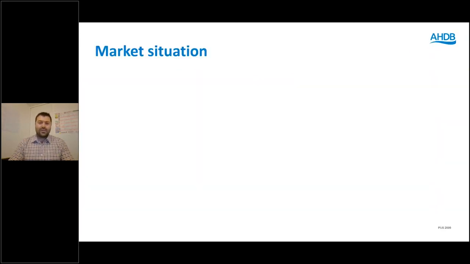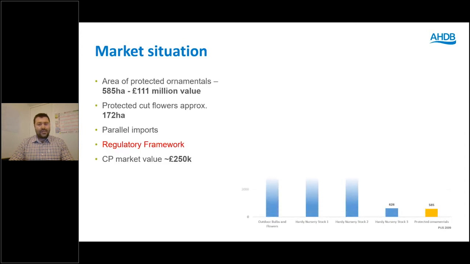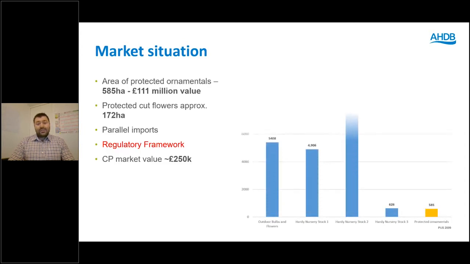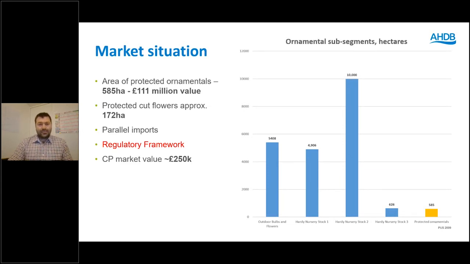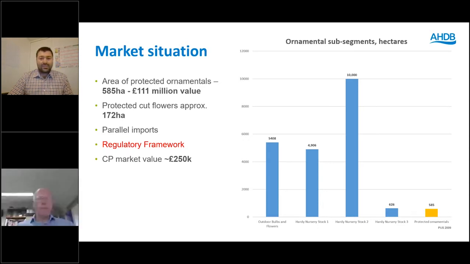Just wanted to cover a bit about our market itself. We are actually a very niche, very small market, particularly when we talk about protected ornamentals. And within the protected ornamentals, our cut flower segment is very small, even smaller, down to 172 hectares, according to the latest pesticides usage statistics, which was actually published a very long time ago. But roughly speaking, we're about 170 to 200 hectares of cut flowers in the UK.